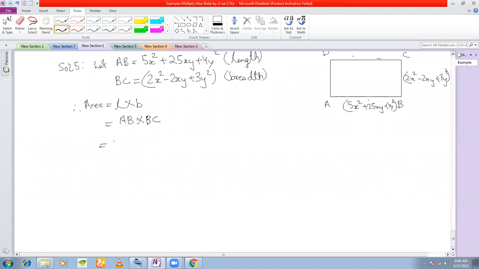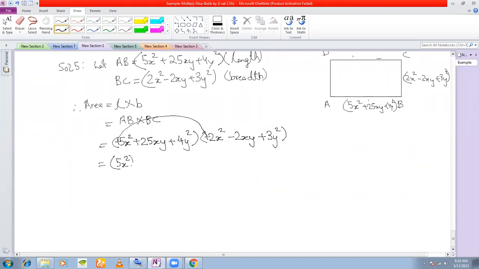Now we write the expressions. AB here is 5x square plus 25xy plus 4y square. BC here is 2x square minus 2xy plus 3y square. Now we need to multiply these two together. How do you multiply? There's a plus sign here and there's a plus sign here. So these two plus signs will combine to give you a plus sign, and you have 5x square into 2x square.